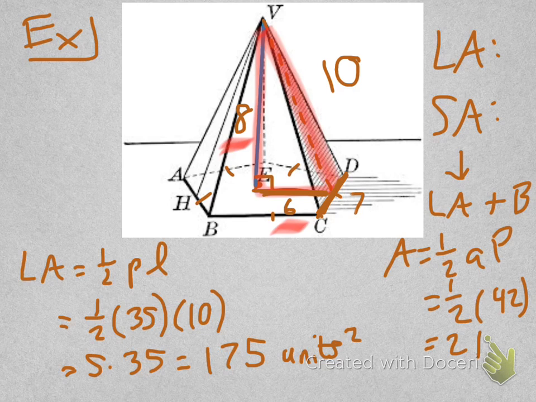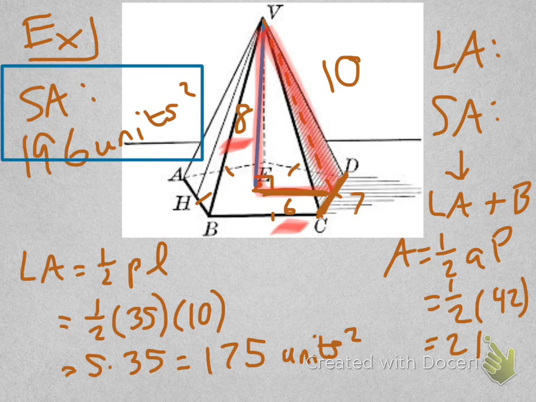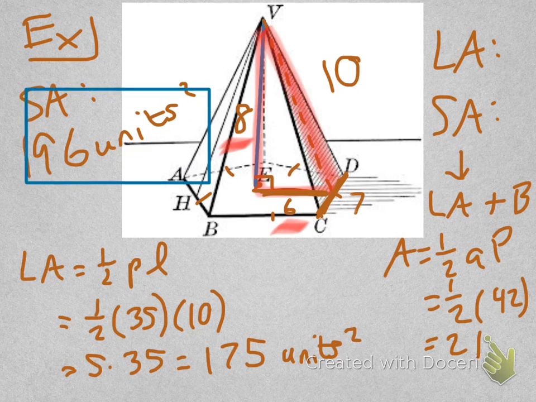Then I would add those together. I have 21 plus 175, which I'll write over here. The surface area is 196 units squared. So as you can tell, you're going to have to go back and review if you need. You're going to have to go back and review the area of regular polygons using the apothem to help you find that. Okay, so there's a couple things here you need to remember. Don't use the 8 for L.